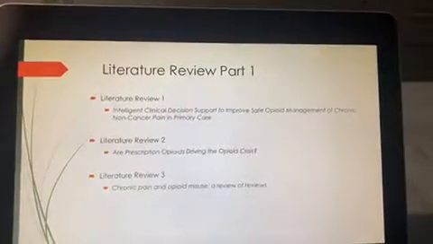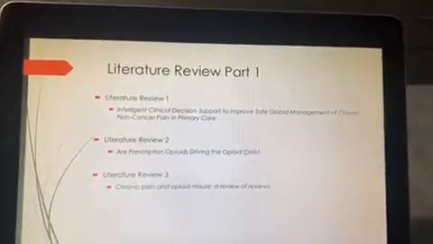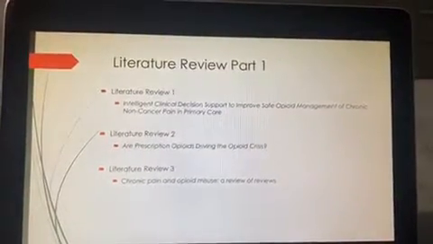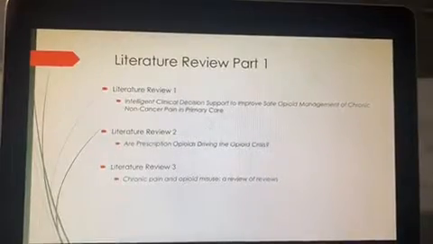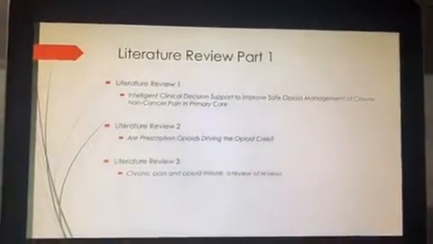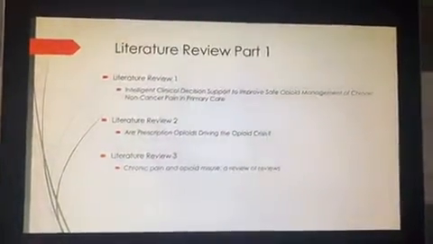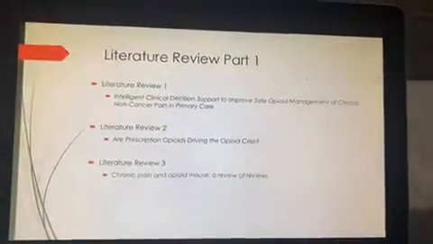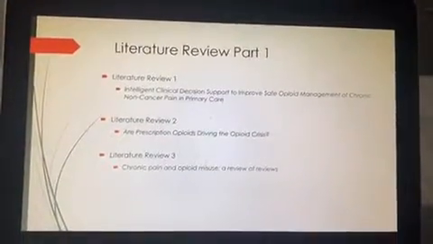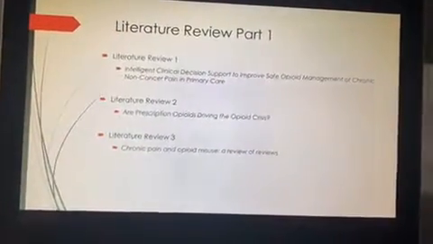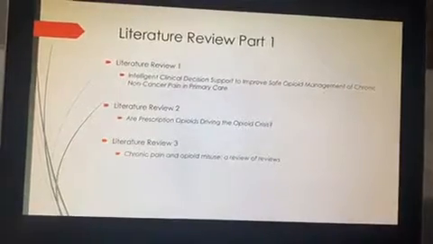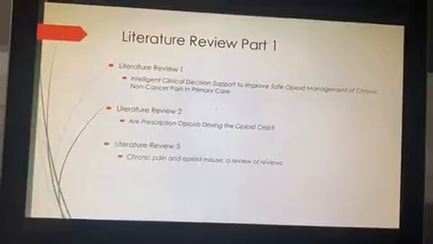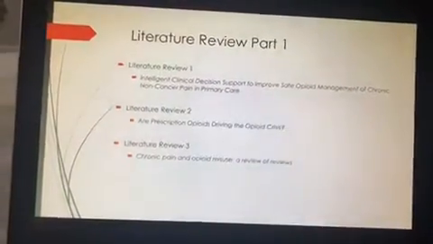The third one I did was Chronic Pain and Opioid Misuse: A Review of Reviews. This looks over about 2,000 research articles and narrows down the search to about 18 systematic reviews. Within these reviews, it helps identify research articles related to the misuse of opioid substances with chronic pain, and gathers further information on the epidemiology and clinical management.